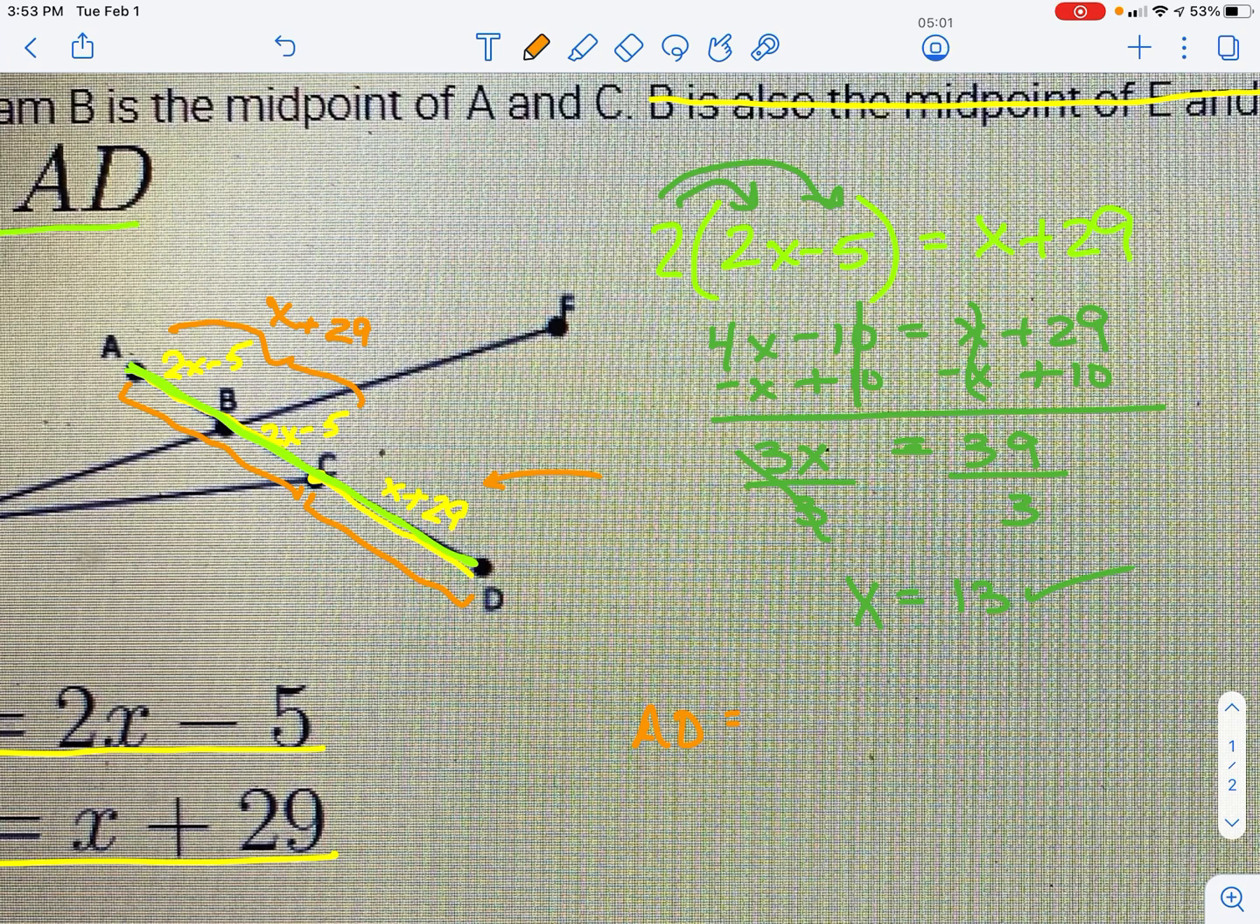I have x plus 29 plus x plus 29, or I can just multiply that by 2. Now let's do that, and let's plug in 13 for x. Let's see what you get, and shoot me that answer, and we'll see how you fared on that one. Alrighty.